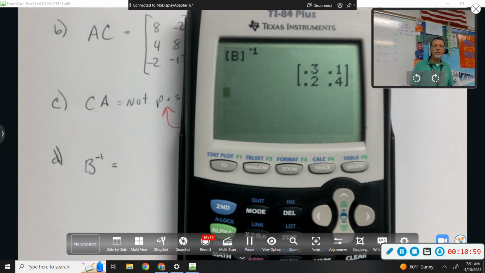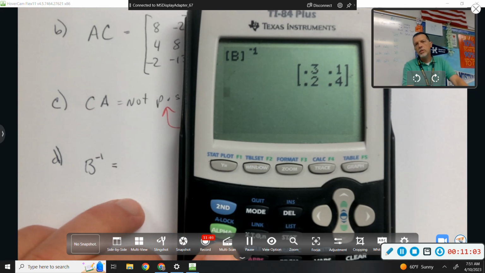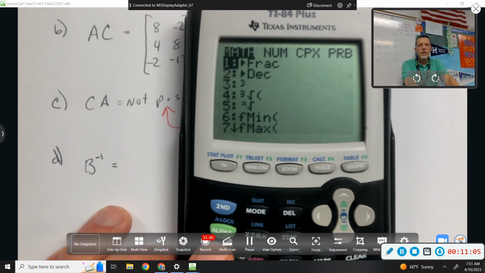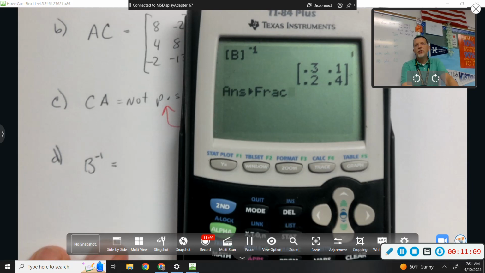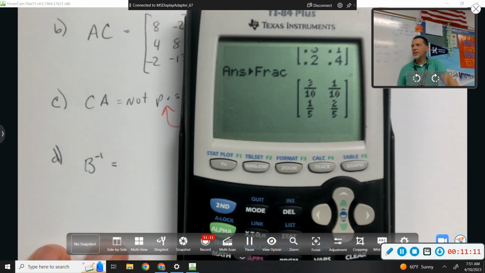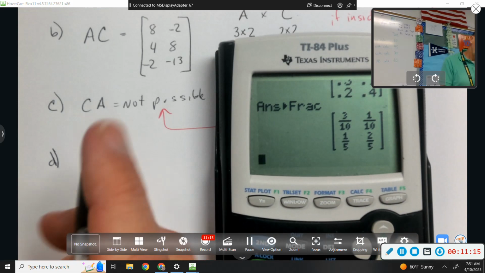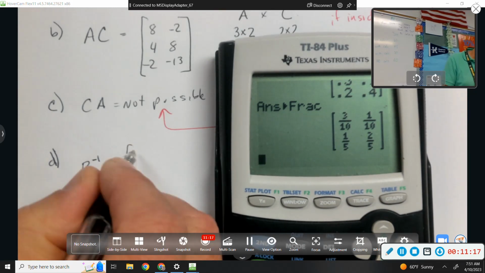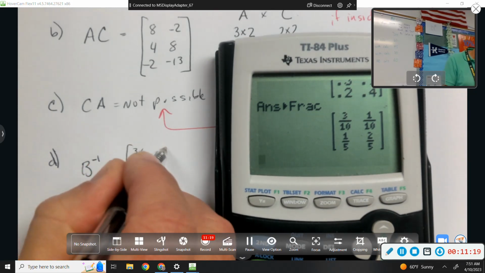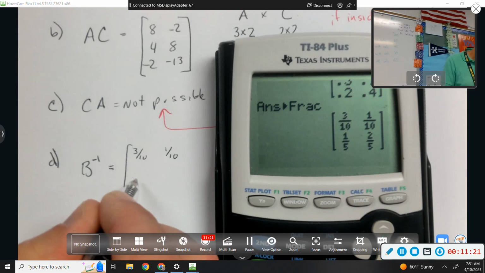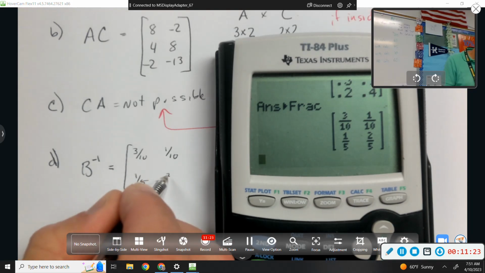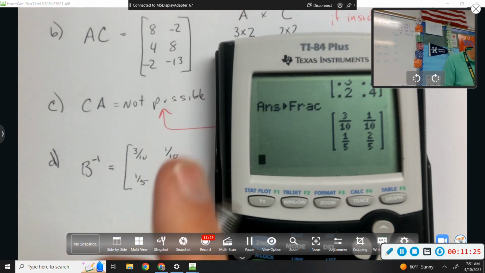And I don't really like those, so I'm going to change those to fractions. So you can do the math frac thing. Math, and then frac, and it'll change all of them to fractions. And you have a nice looking fraction matrix there. Three-tenths, one-tenth, one-fifth, two-fifths.